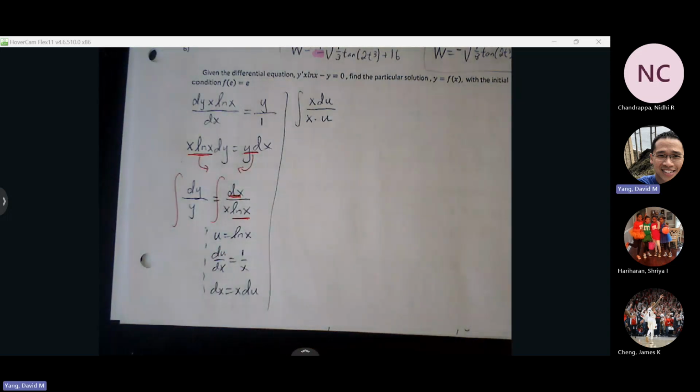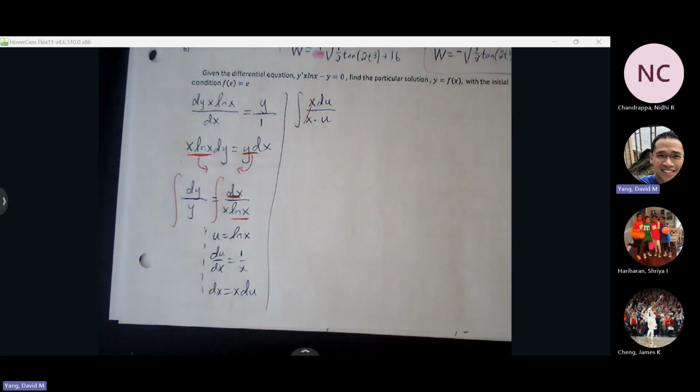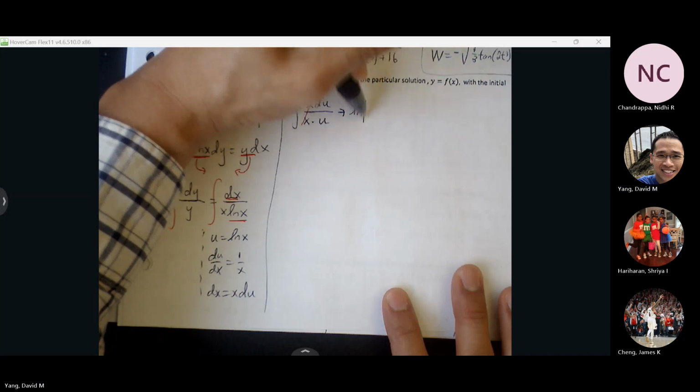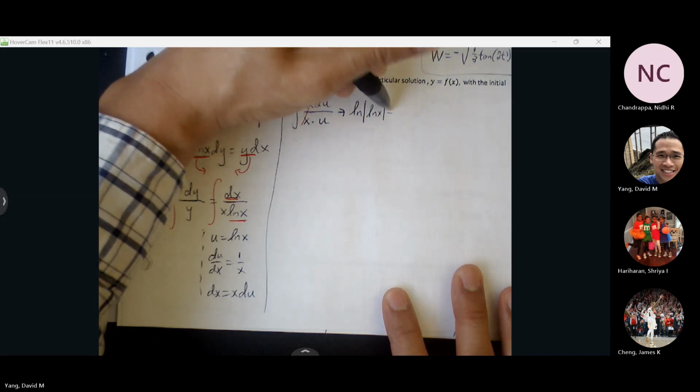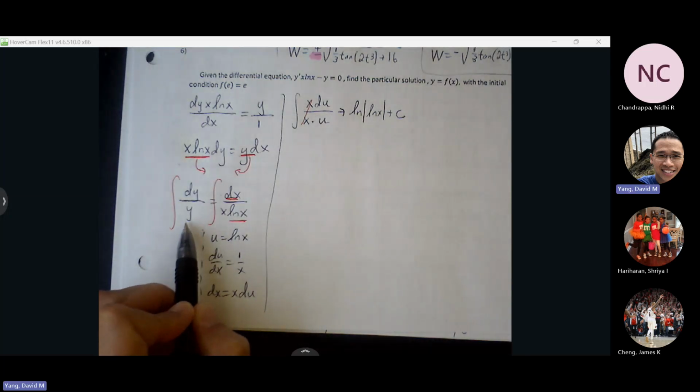So we get the x's to cancel out. It ends up being 1 over u du, which is natural log. And the left side is also natural log as well.